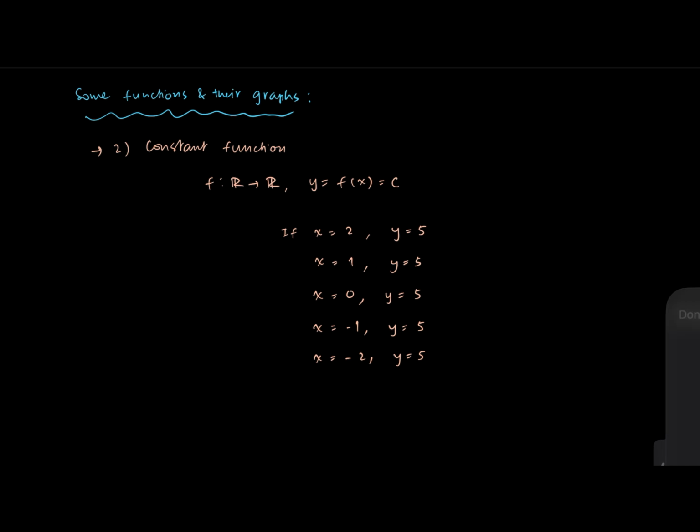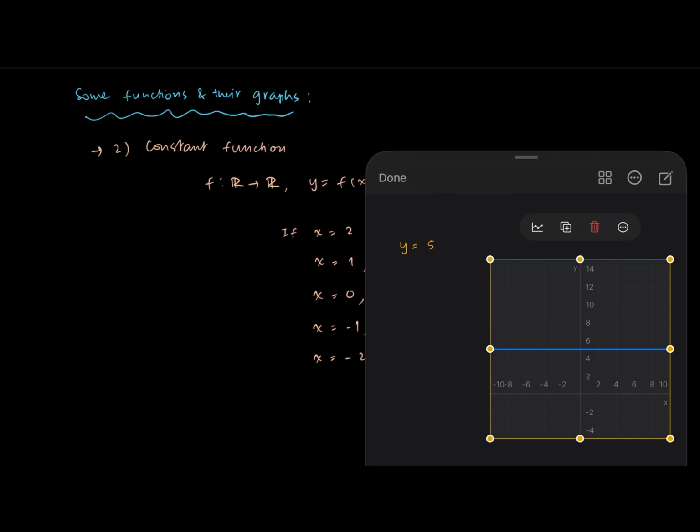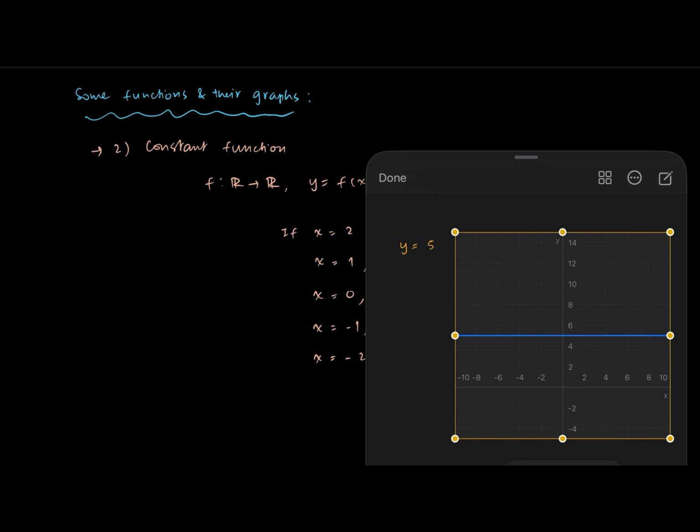Now let us see how graph of this function works. Here we have value of y equal to 5, which is a constant value in our case. Now obviously in this case, our graph will be a line parallel to x-axis.